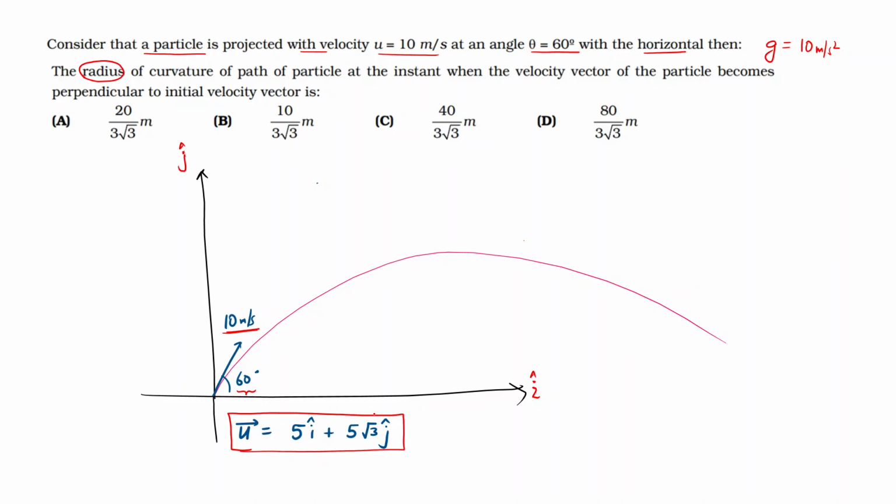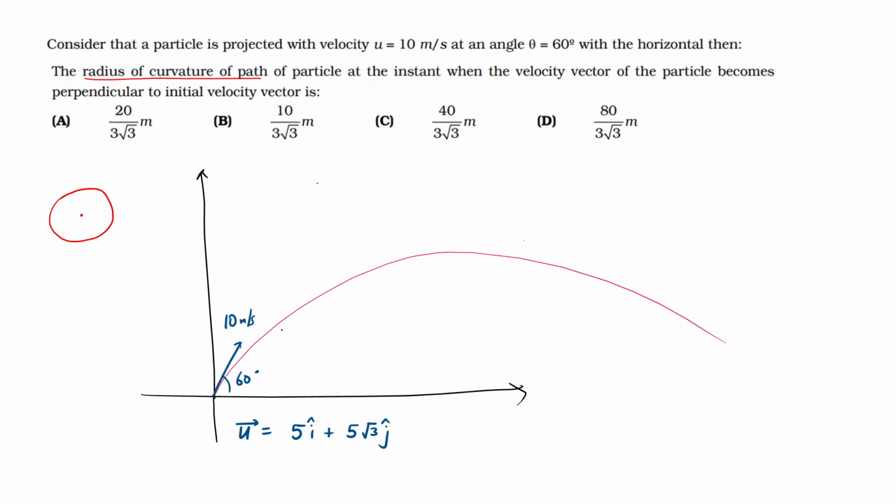The question asks you about the radius of curvature of the path. Notice, first thing, the radius of curvature of the path is not constant, it's not a circle. So a circle will have a constant radius all the time, right? So here the radius of curvature might be changing. So at the instant when the velocity vector of the particle becomes perpendicular to the initial velocity vector.